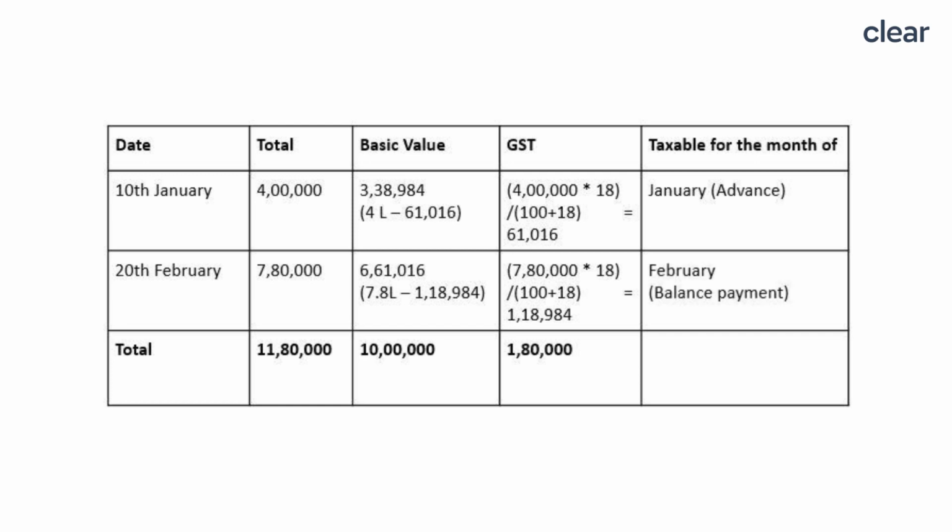Suppose you have entered the above contract for supplying goods instead of providing services. As I said earlier, you don't have to pay GST on advances received in this case. However, you have to pay the entire GST of rupees 1,80,000 while filing February month's GSTR 3B.